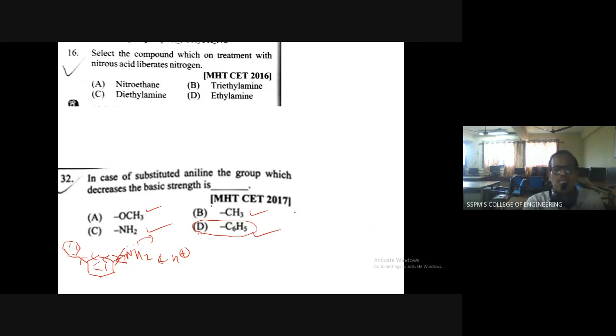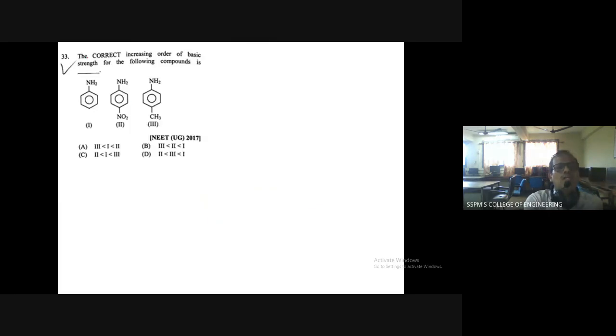So this question was asked in MHT CET 2017. Fundamental understanding of the function. Then the correct increasing order of basic strength for the following compounds is. Again, this problem was asked on the basic strength. What they are asking is the correct increasing order of basic strength.